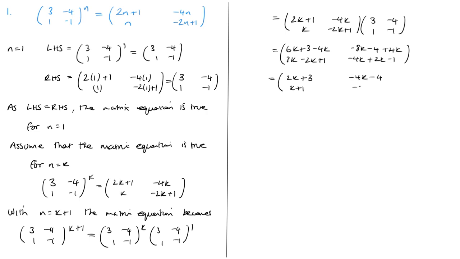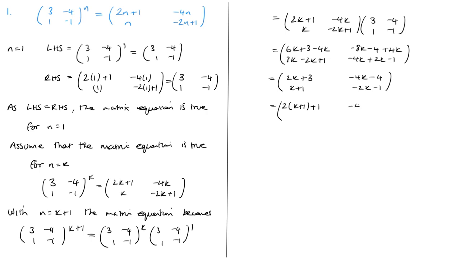And underneath I get minus 2k minus 1. Now we want obviously the n to be a k plus 1, so that's what I want to bring out of it. So I want a k plus 1. So 2 brackets k plus 1. Then it'll be plus 1, won't it? Because this is 2k, 2, and we want 3, so it's plus 1 there.